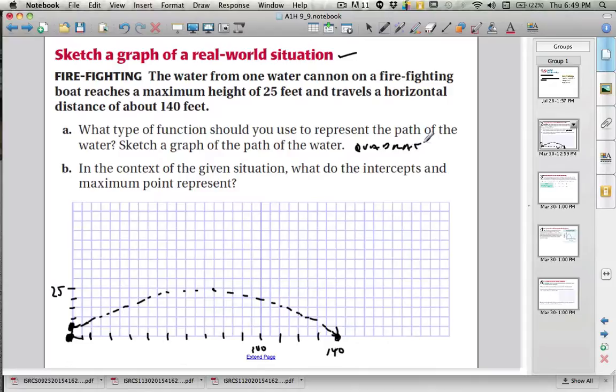And what do these different things represent? Well, the y-intercept here, as I described, the gunnels will be above the water line, and the gun will be above that on the boat. This is the height of the water gun above the water. And the x-intercept is how far away from the boat it is when it hits the water. Okay, so that's what those intercepts would represent. And then the maximum point, that's the peak of the arc that the water makes as it goes from the boat to this location.